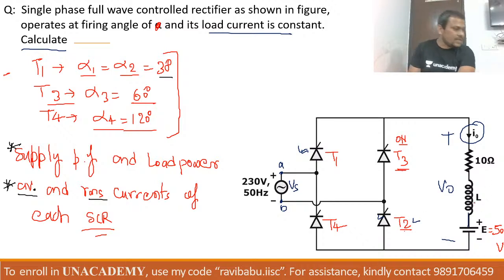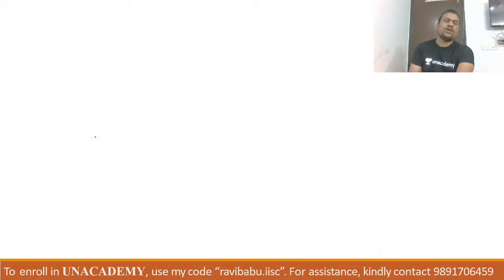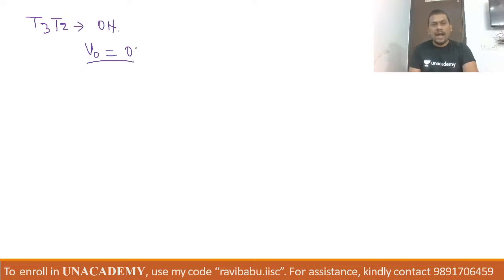So see here, in this particular case our T3 and T2 are on and they will work as a freewheeling action. So in the third case, when T3 and T2 are on simultaneously, our V0 will be 0. And when both are on, it means T1 and T4 are off. So the supply is disconnected from the converter.